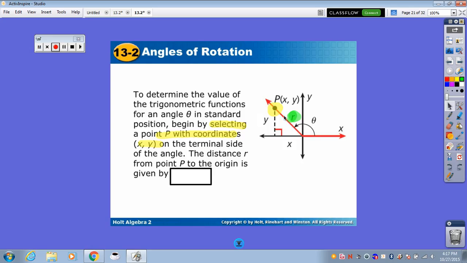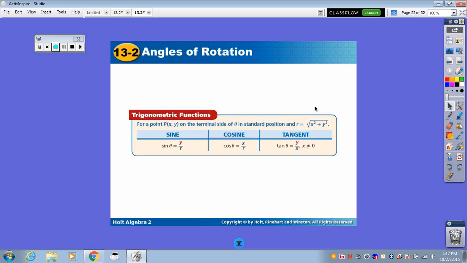The distance R from point P to the origin along this line here is given by our distance formula, square root of x squared plus y squared. So we're going to take our x and y values, square each of them, add them, and take their square root to find out what R is. Our trig functions are found by understanding something about that relationship.